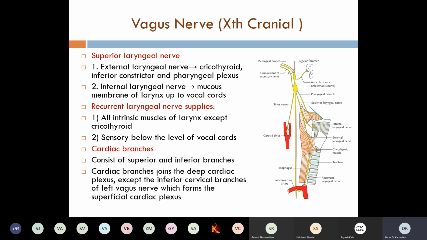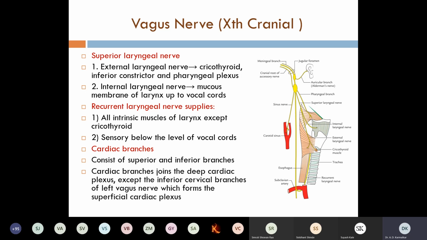Internal laryngeal nerve is going to supply the mucous membrane of the larynx up to the vocal cord. Recurrent laryngeal nerve is coming from below. As we have seen, on the right side it is going to wind around the right subclavian artery, and on the left side around the arch of the aorta. It supplies all the intrinsic muscles of the larynx except cricothyroid, which is supplied by the external laryngeal nerve. It also gives sensory supply below the vocal cord.